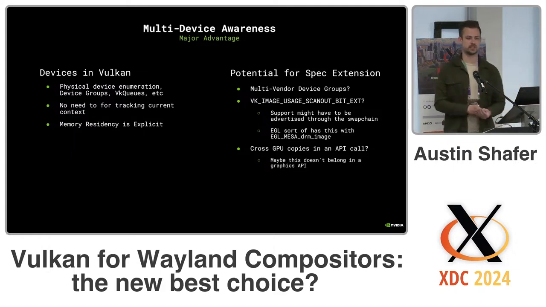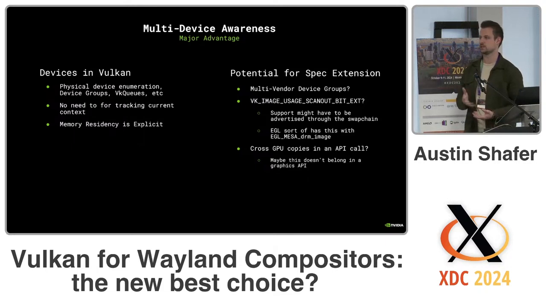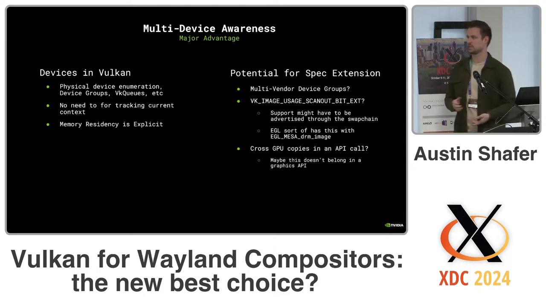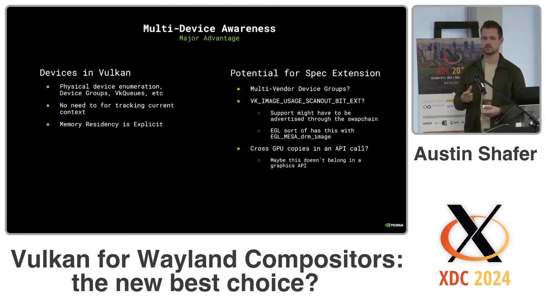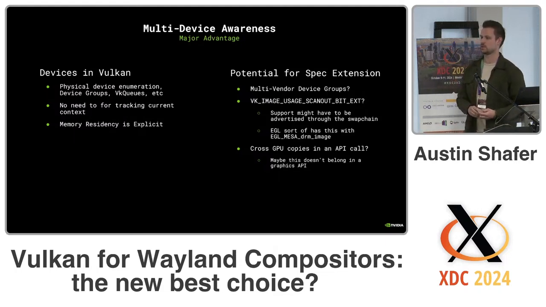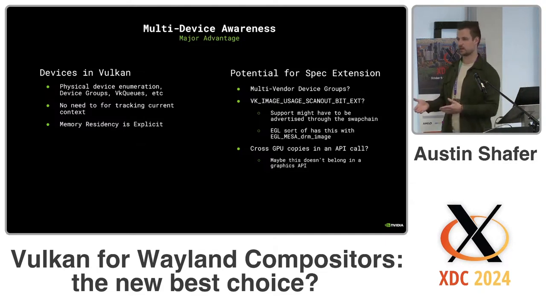Right now on EGL, if you want to allocate scan-out buffers, you have to use GBM. On Vulkan, we could add this as an image usage, although it might be tricky. We might have to see if a particular swap chain can scan out a particular piece of memory. EGL sort of has this with a vendor-specific extension, but it hasn't really caught on, so maybe there's also some advancement there we could do.